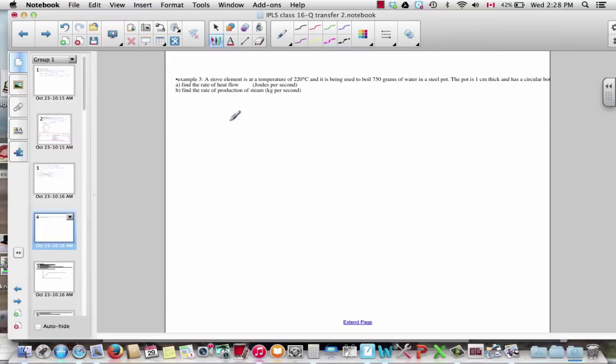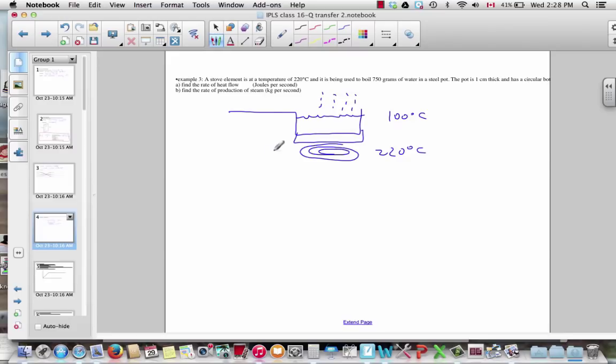So here's a typical example. So we've got a stove element on your stove, and you're putting a pot of water on it. And thermal energy is going to flow through the bottom of the pot into the water, and we're boiling the water, and at STP, boiling happens at 100 degrees, and we're told the element's at 220. So we see what the temperature difference is across the bottom. Now, the bottom is going to be circular in cross-section.